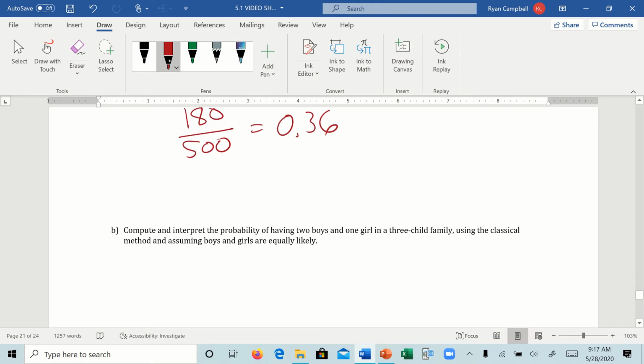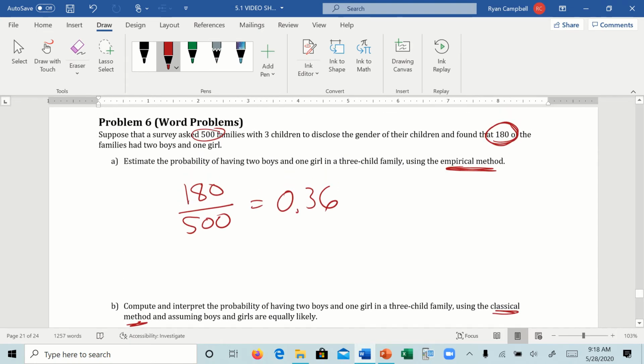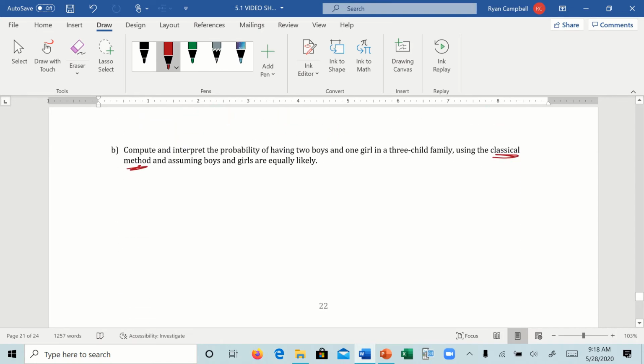Now, compute and interpret the probability of having 2 boys and 1 girl in a 3-person family using the classical method. So remember, the classical method is not using an observation. It's when all the outcomes are equally likely. So for 3 children, remember we had 8 options. So if we can write them all out again, right? This is very similar to the ones that we did with heads and tails, right?